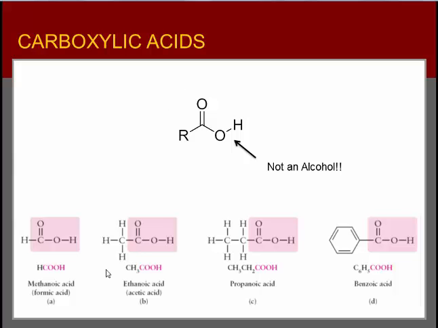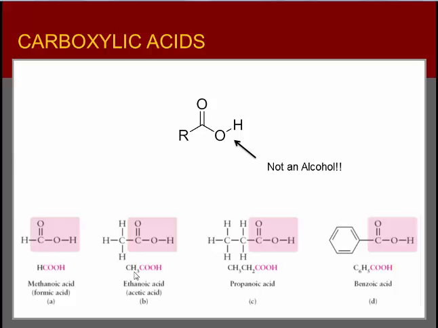The simplest carboxylic acid is derived from 1 carbon. It's called methanoic acid, or commonly formic acid. Methanoic because it's derived from 1 carbon. We change methane into oic acid. We take off the ANE, we put ANOIC acid. So this is methanoic acid. Notice we highlight the entire C double bond O OH group as the carboxylic acid group.